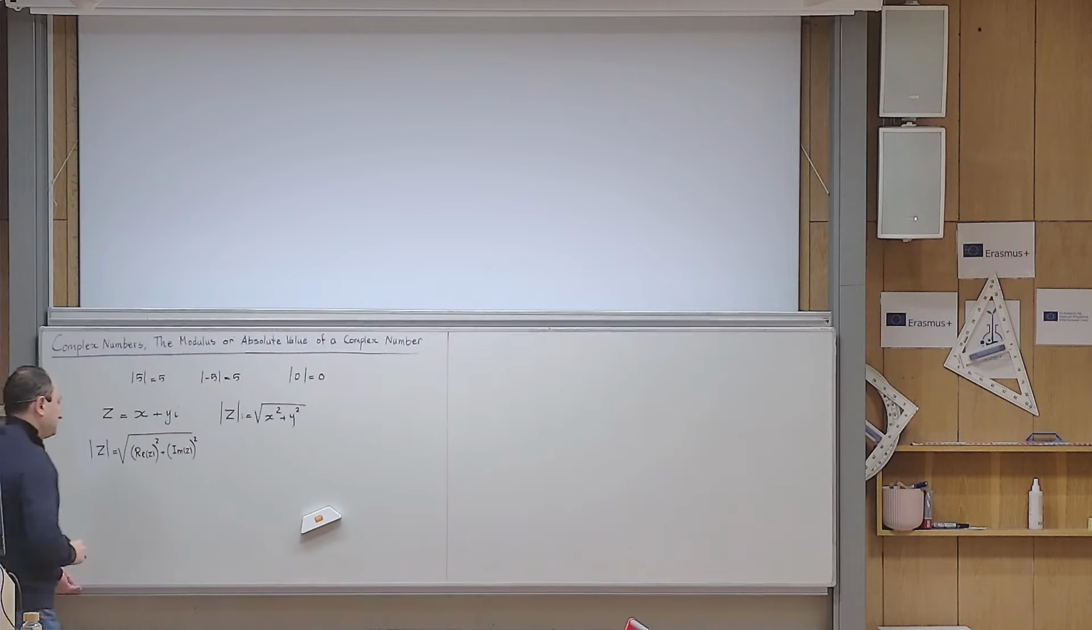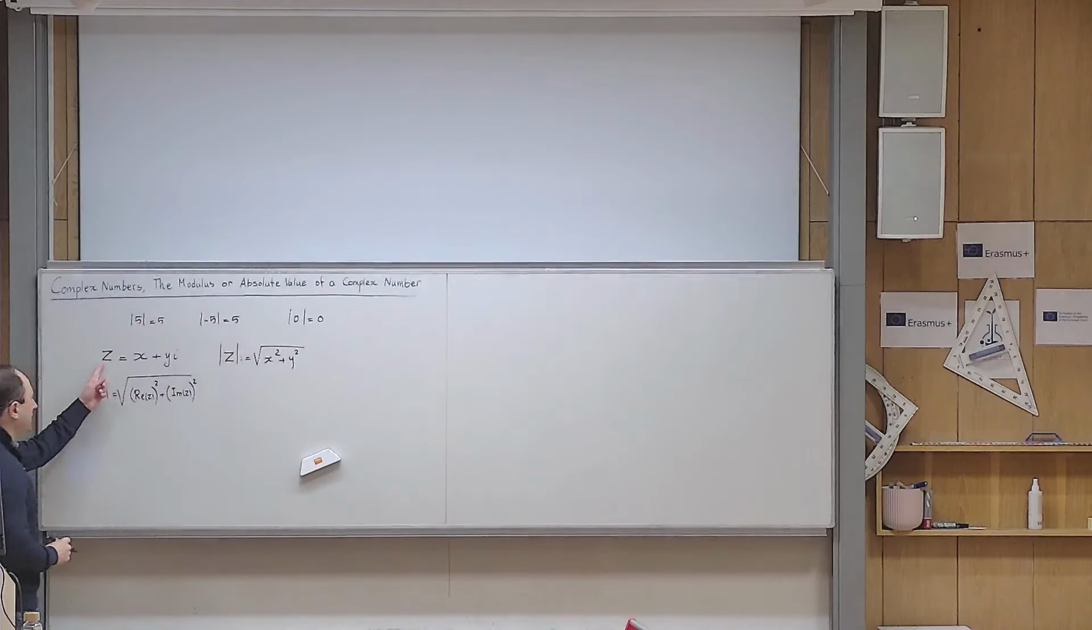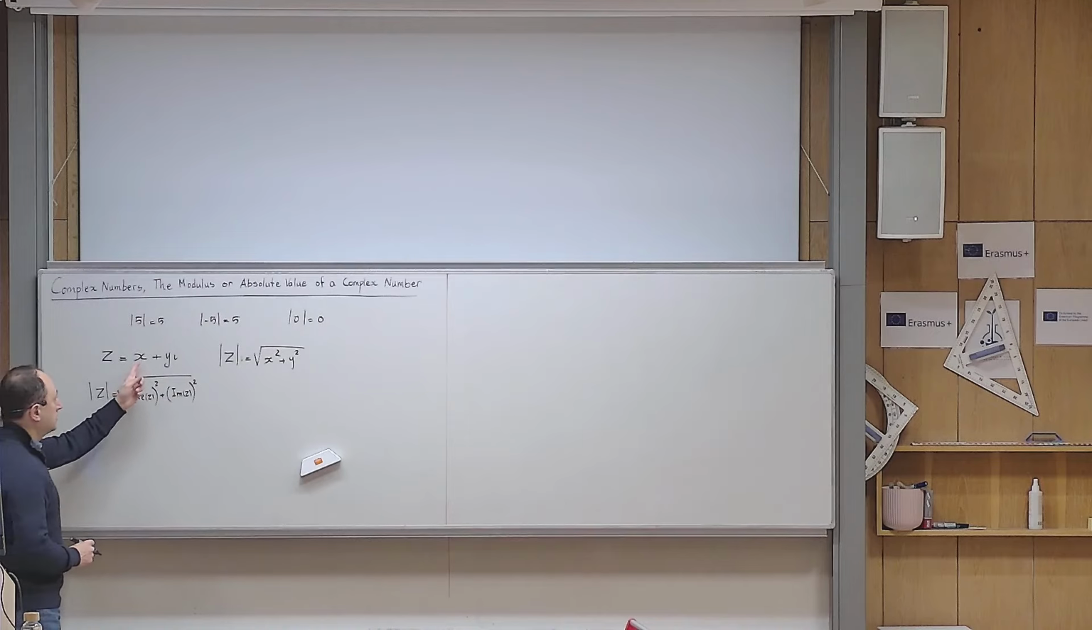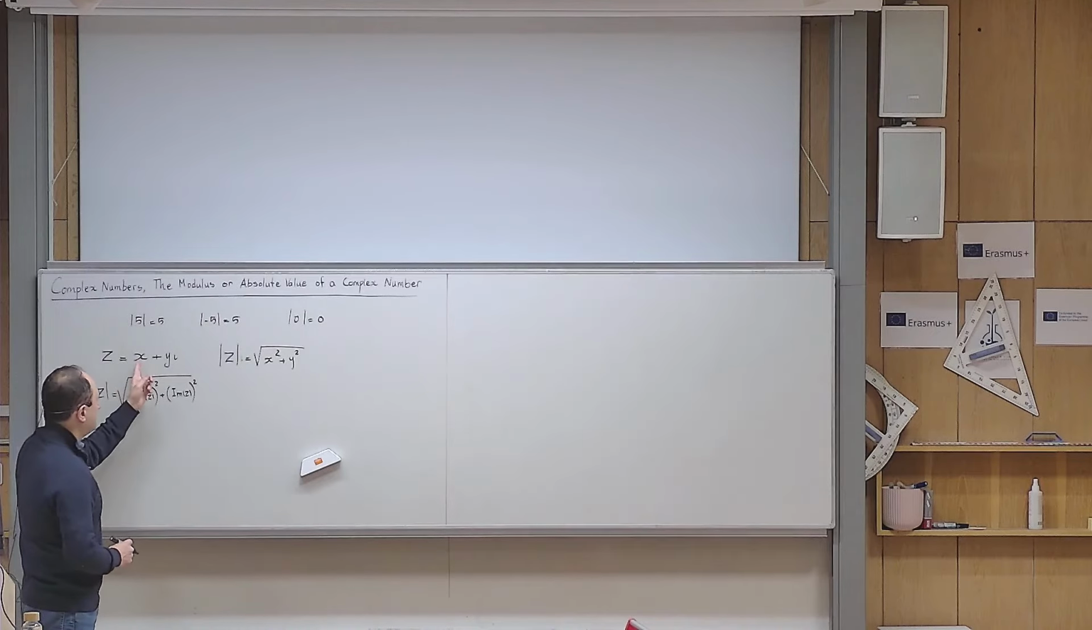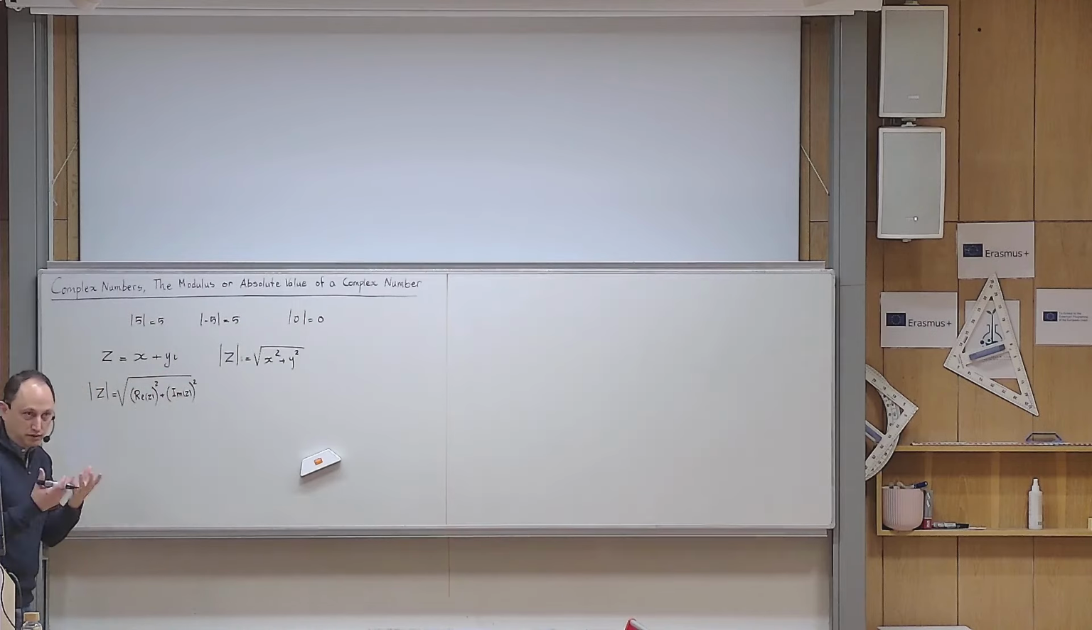In order to find the absolute value of a complex number, you have to write it in the standard form so that you can recognize what the real part is, what the imaginary part is, put these numbers here, and you get a number. That number is called the modulus or the absolute value of the complex number.